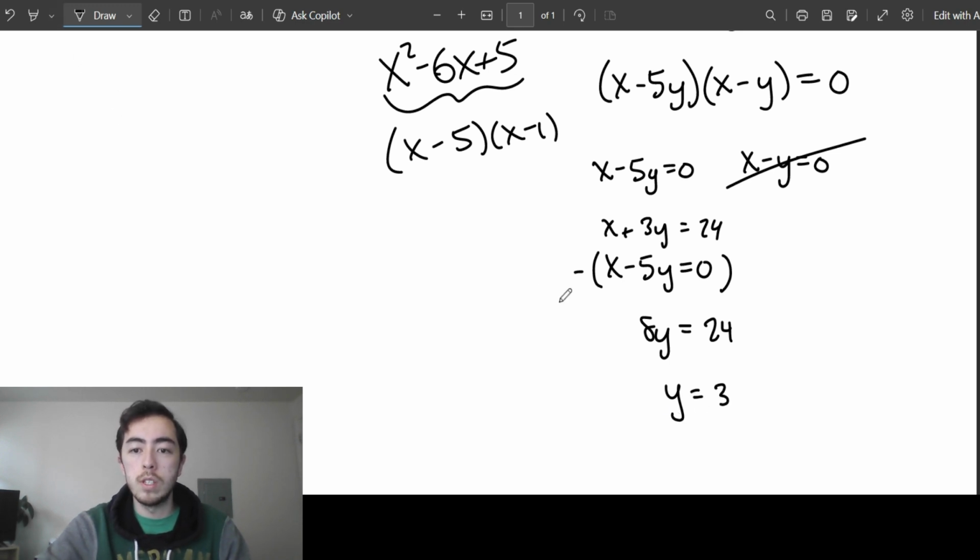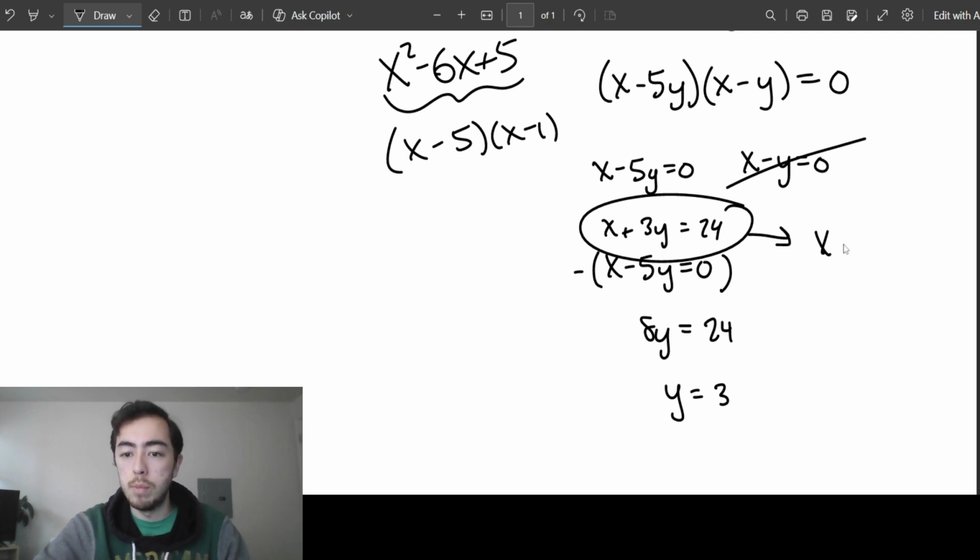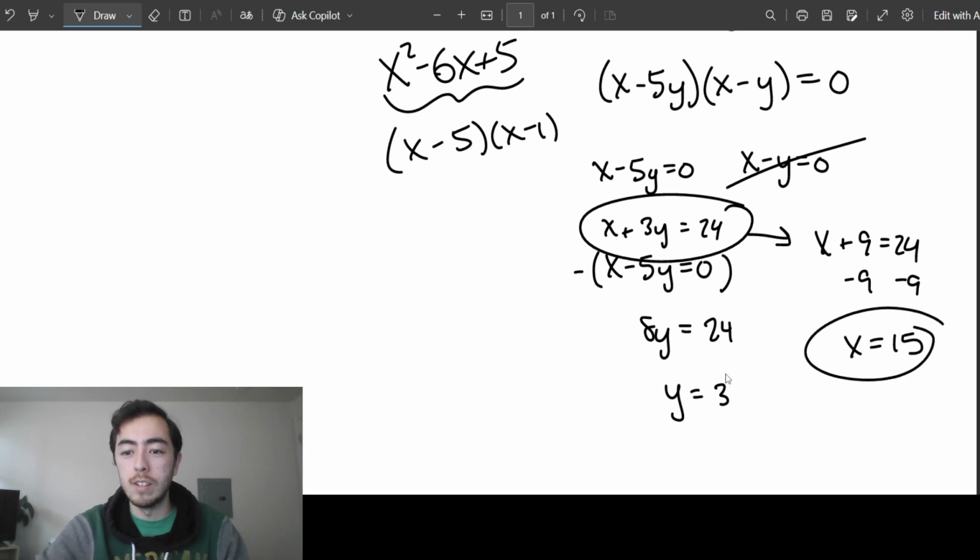And then we could use this 3 and plug it back into either of these equations. I'm just going to use this one because that was the one that was given to us. x plus 9 is equal to 24. And then that shows me, after subtracting 9 from both sides, that x is indeed 15.